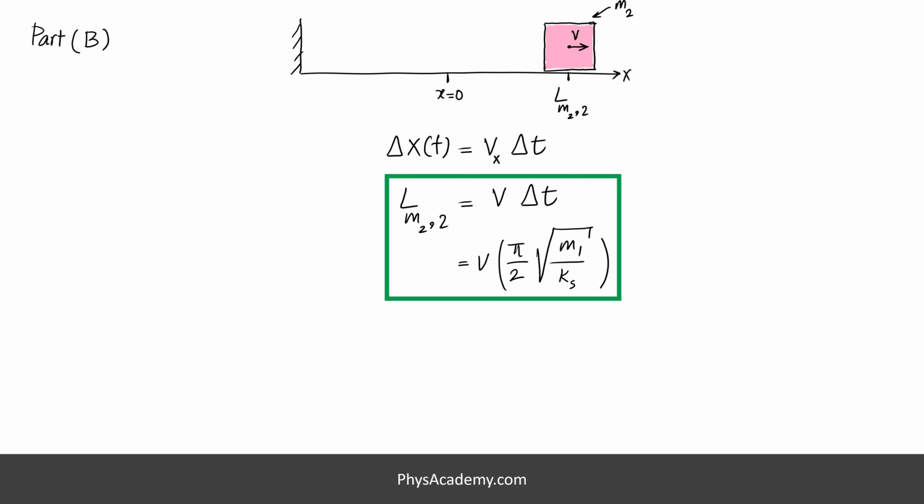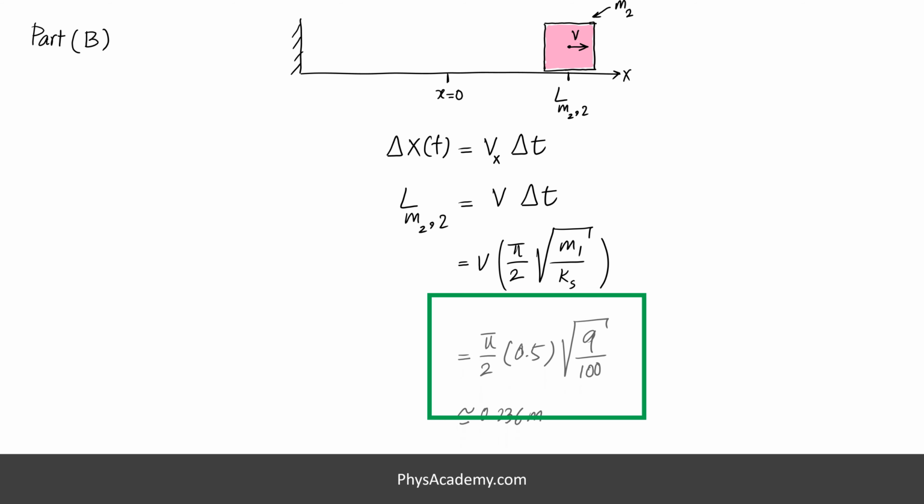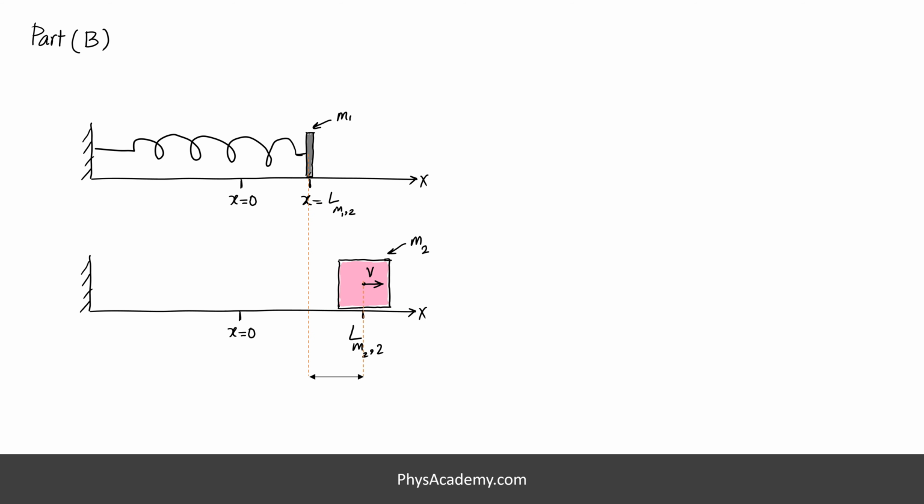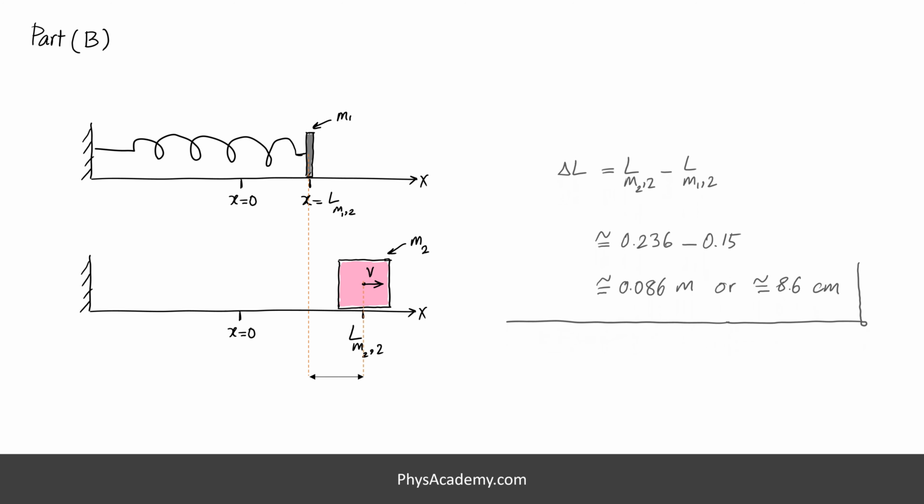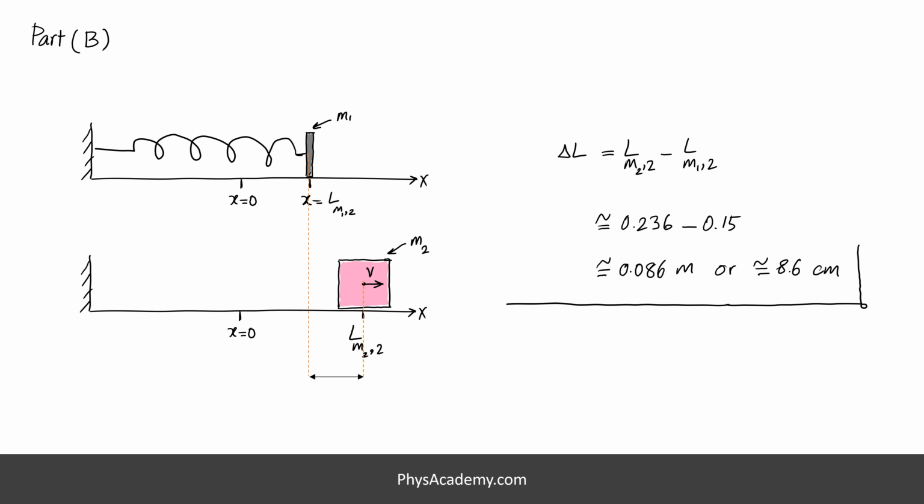From part A, we know v, or velocity, is 0.5 meters per second, and earlier, right at the beginning of part B, we calculated delta t, which was a quarter of a period. Replacing delta t with the equation from the period calculation, we get the following expression. Then we plug in the numbers and get about 0.236 meters for the final position of mass 2. The last step is to find the distance between the final positions of mass 1 and 2. After plugging in the number we found earlier, we get 8.6 centimeters.